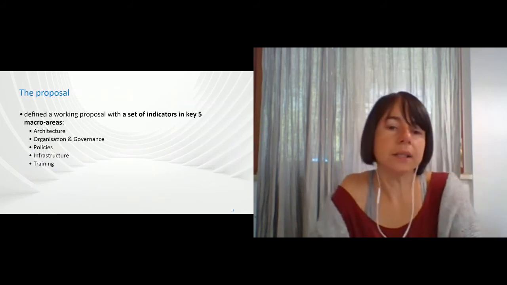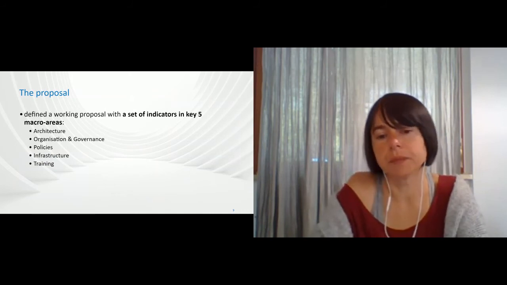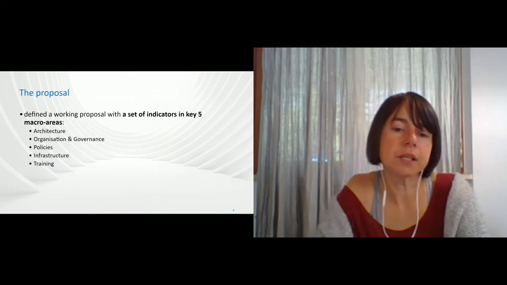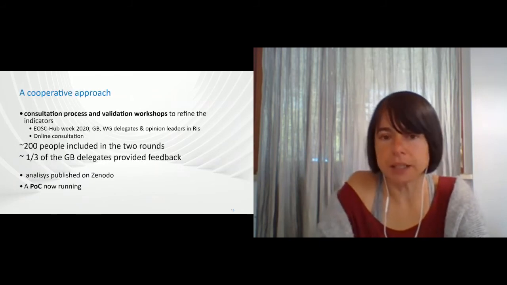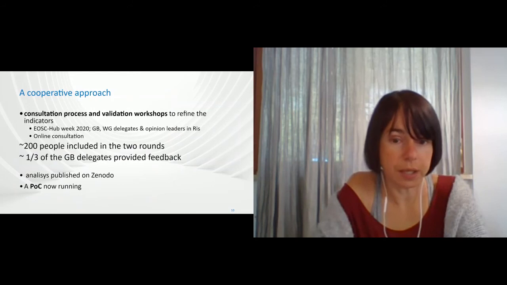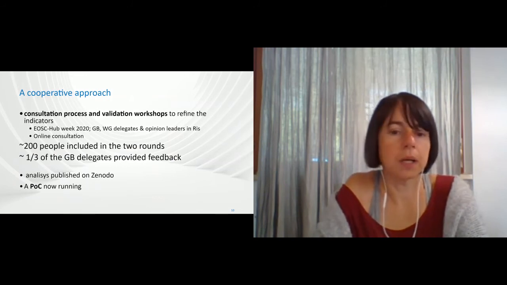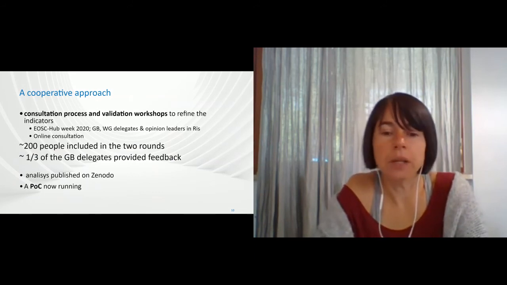And we decided to define a working proposal with a set of indicators in 5 macro areas: architecture, organization and governance, policies, infrastructure and training. And then we put together this proposal and we put it to the test through a consultation process. First, through a co-creation workshop held at the EOSC Hub Week 2020, and then with an online consultation.